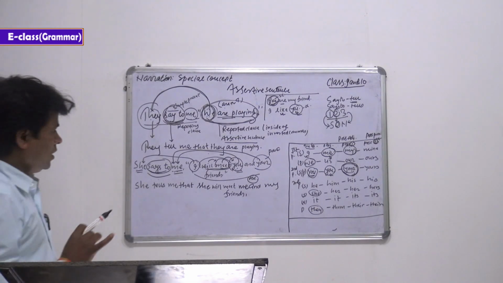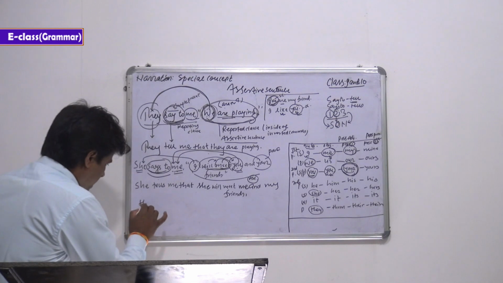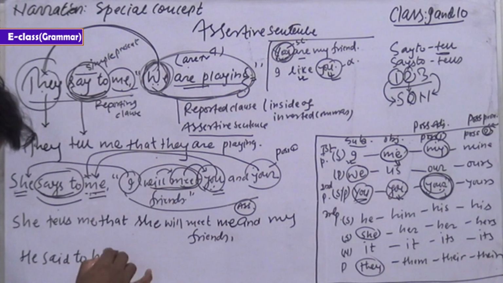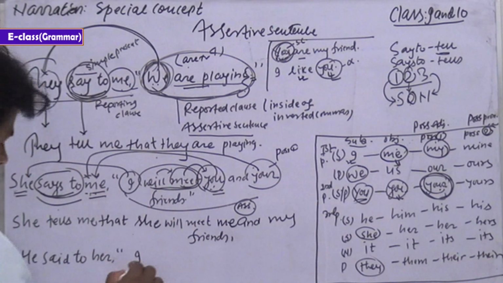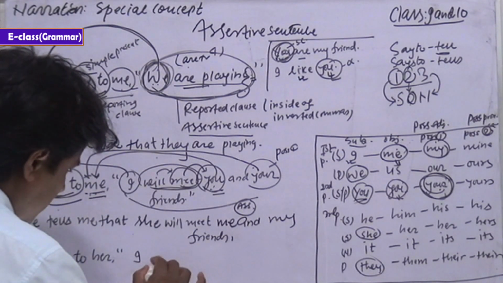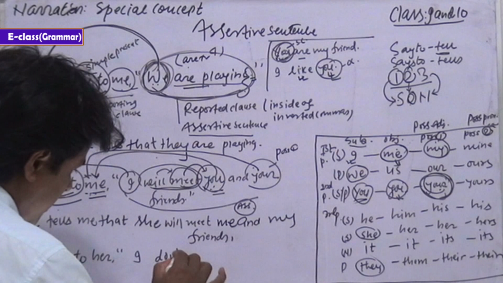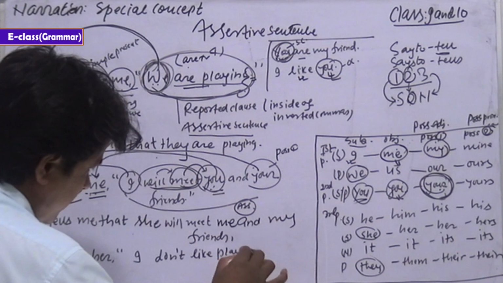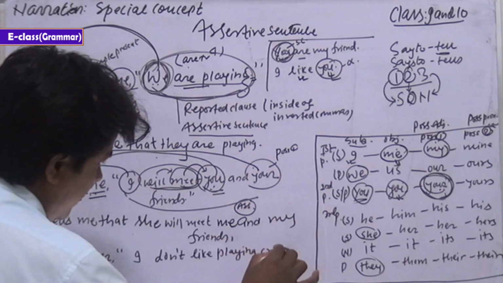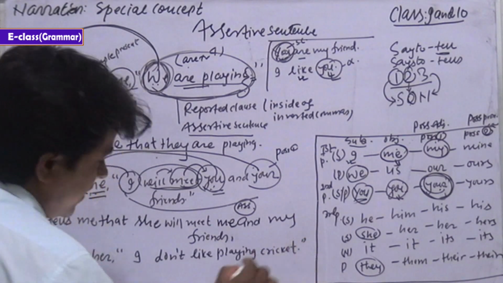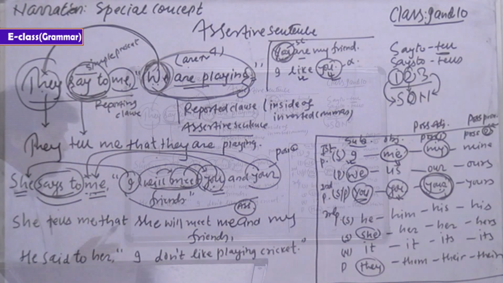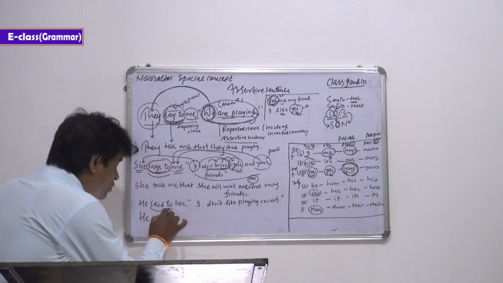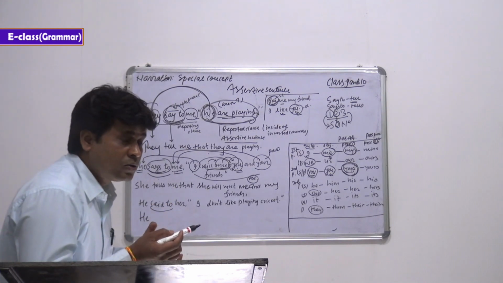Now, see the third one. He said to her, I don't like playing cricket. See here, I don't like playing cricket. Now tell me, what's the speaker here? He. Now said to. What is this said to change into? Told.